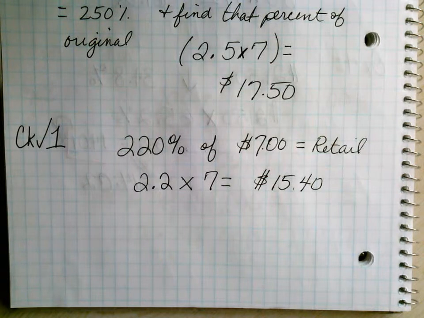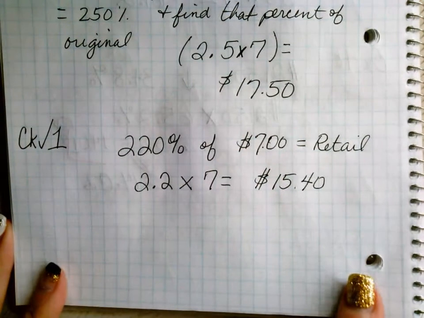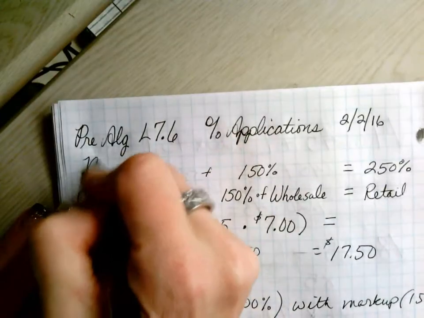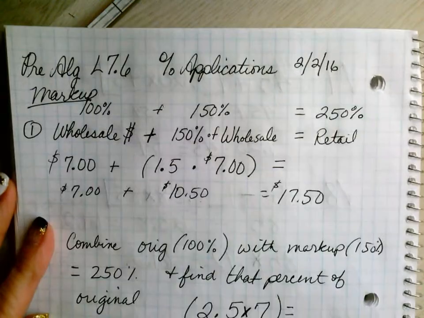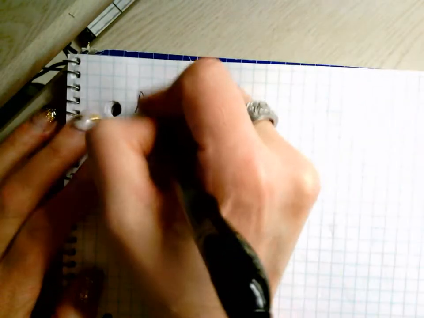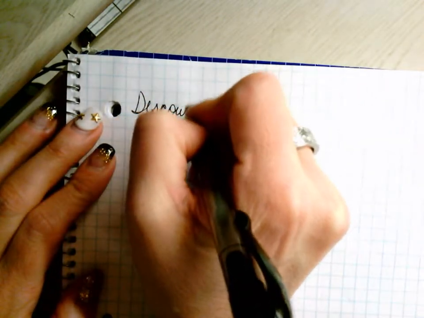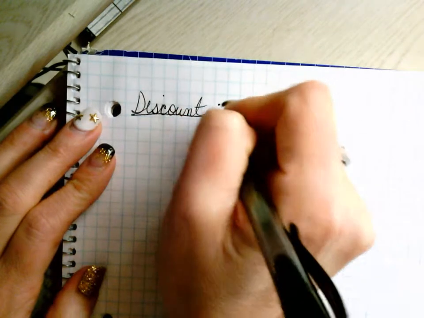So that's markup. Discount. Discount can also be thought of two different ways. Okay? Discount is the exact same kind of thing. So this we're going to entitle markup. Right? Markup. The next section, we can call it discount. And if you're like me, that's what you want when you go to the store. Okay? Discount. You want a deal. We all want a deal. Okay?